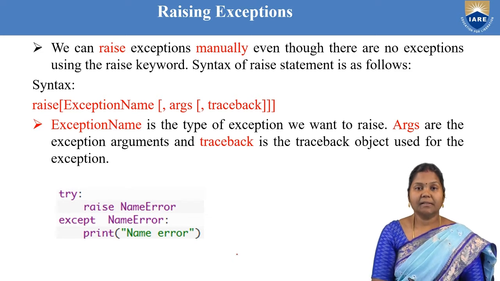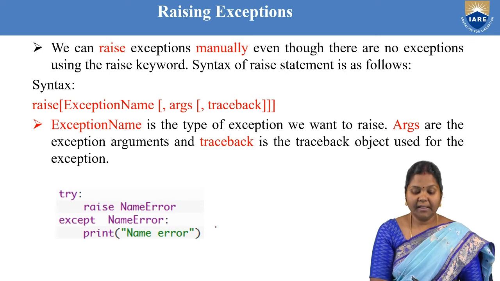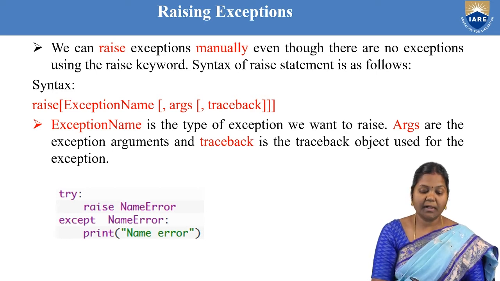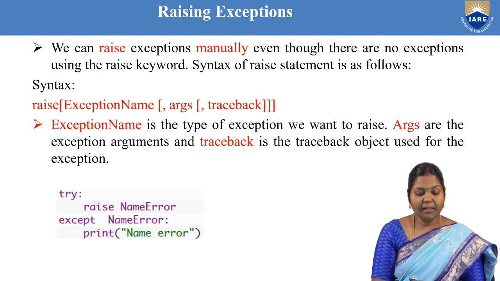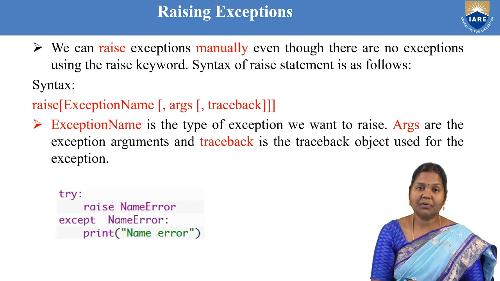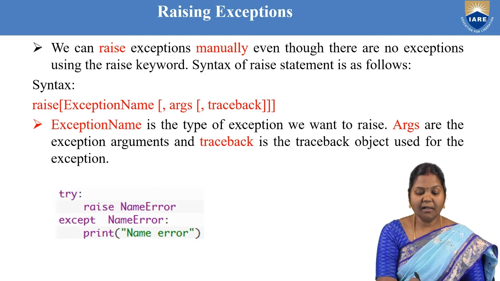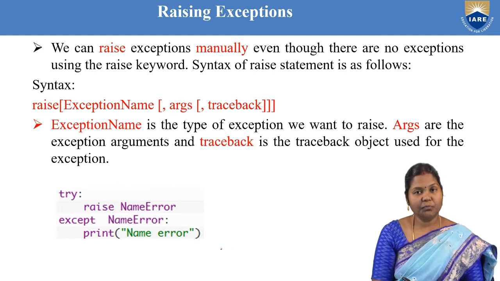So, what is this? How to raise the exception? So, here you can see that exception name is the type of exception that you want to raise. You want to generate or create what type of exception, that you have to write as an exception name. Then arguments are nothing but the exception arguments and traceback is the traceback object used for this exception. So let us see over here. Here the argument and traceback are optional. If you want, you can use it. Otherwise, only raise followed by exception name also you can write.